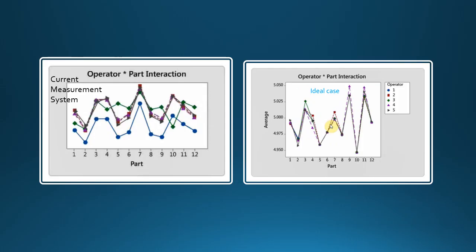Because there is an operator by part interaction with the PCBA viewer measurement system, it's difficult to detect real differences among circuit boards. Ideally, the measurement system would be able to detect these differences, and all operators would consistently obtain similar results when measuring the same parts.